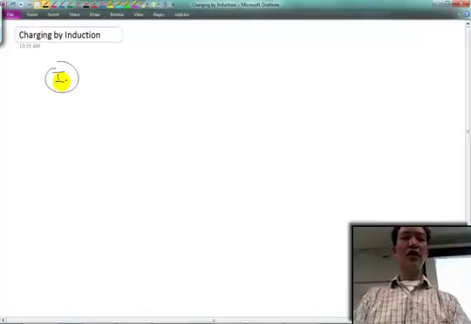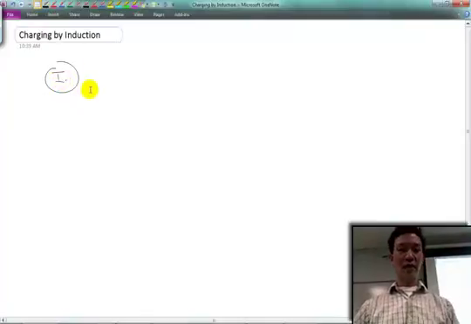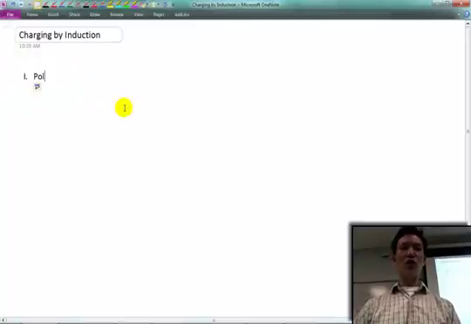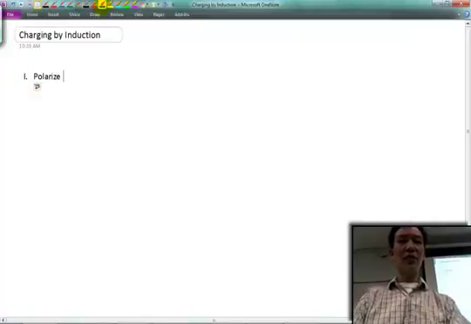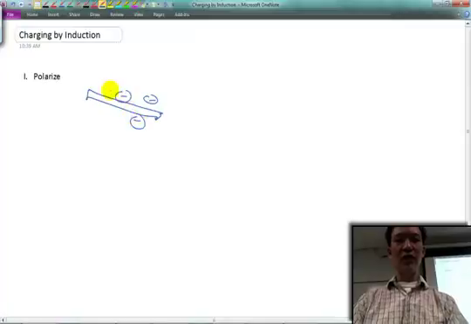Step one in charging by induction, okay? Actually, I'm going to type and then I'll draw this out because I got lefty chicken scratch. Here we go. Step one is you want to polarize, okay? You want to polarize the object. So what do we mean by that? Here's an example, okay? I'm going to take a plastic rod that's negatively charged. So what does it mean when it's negatively charged? It has extra what? Electrons, okay?